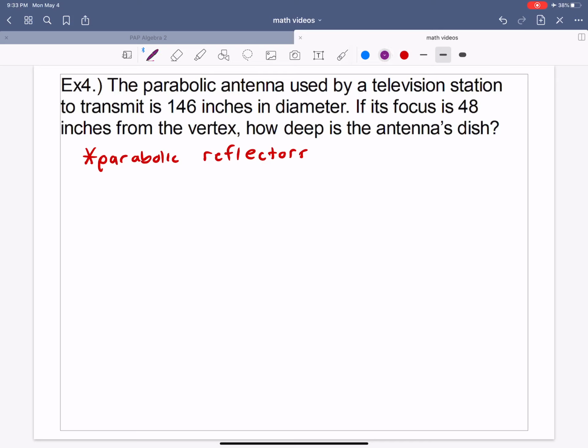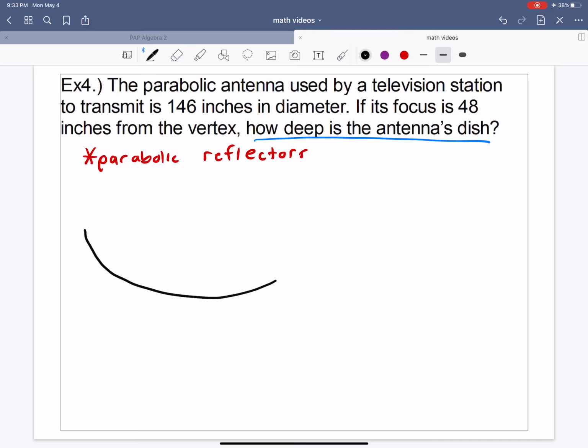All right. So in this particular problem, we're trying to find an equation. We're trying to find the depth. That's what we're trying to find. The depth of the antenna's dish. So first thing we're going to do is we're going to draw a satellite.